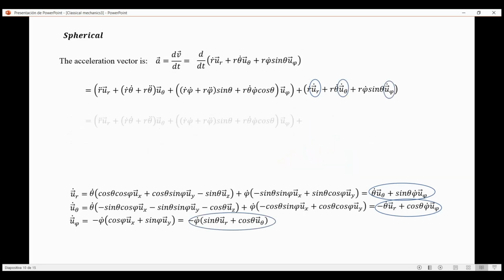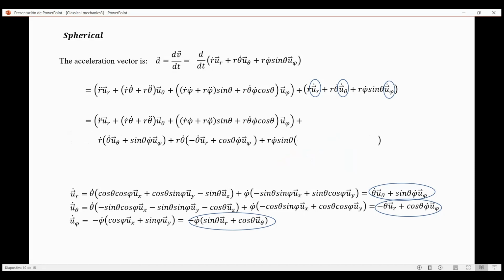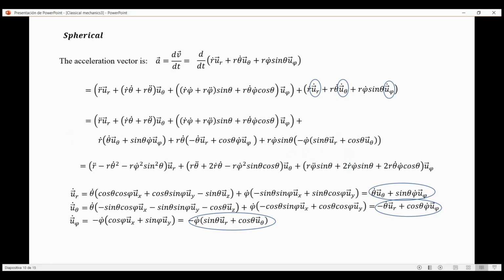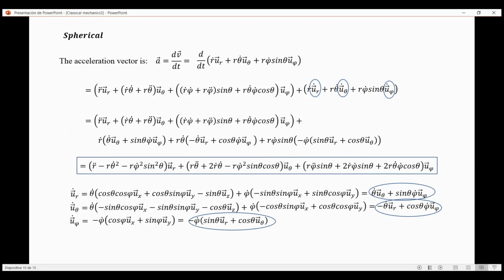If we do so, we just substitute. So u sub r dot is theta dot u sub theta plus sine of theta phi dot u sub phi. U sub theta dot is minus theta dot u sub r plus cosine of theta phi dot u sub phi, and u sub phi dot is minus phi dot sine of theta u sub r plus cosine of theta u sub theta. So grouping in terms of the unit vectors without dots, we get this long expression here. And this is the expression for the acceleration of the particle in spherical coordinates.